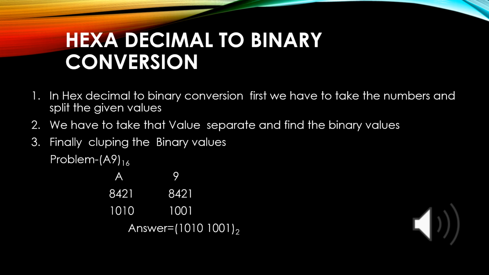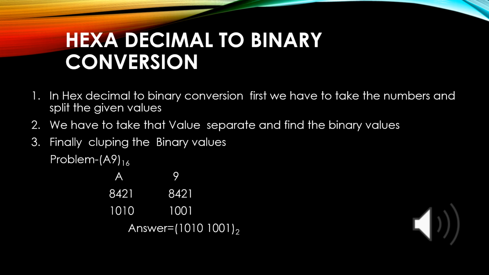Hexadecimal to binary conversion. In hexadecimal to binary conversion, first we have to take the number and split the values. We have to take that number separately and find the binary value using the LCM method. We have to club the two binary values we get in the LCM method. Let us see one example.